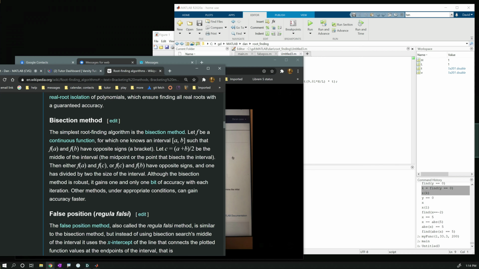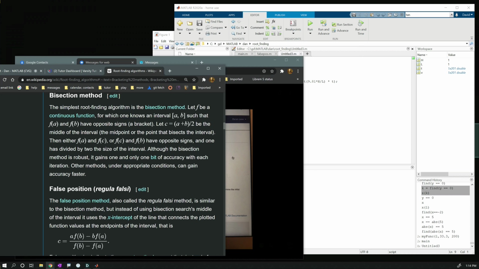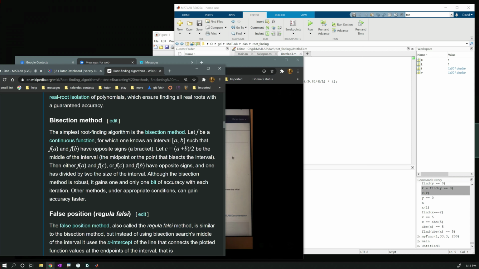The simplest root finding algorithm. So if they're saying that false position is similar to bisection, we could probably just try to implement the bisection, and then we just have to modify it slightly to make it the false position one.